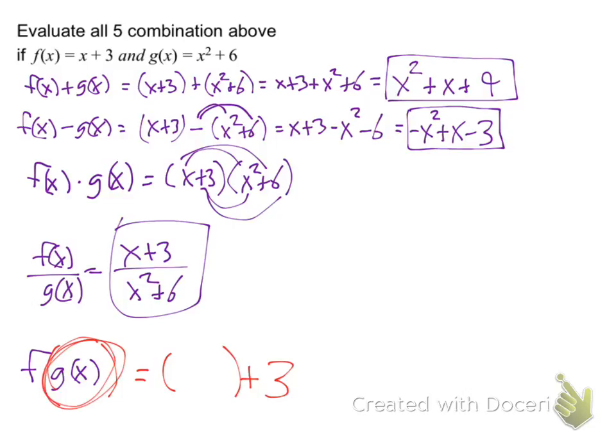And the other function, x squared plus 6. And then you use your order of operations. Do I really need those parentheses? So it just becomes x squared plus 9. You're taking out whatever x is. And if there's multiple x's, I take all of them out and plug that function in.